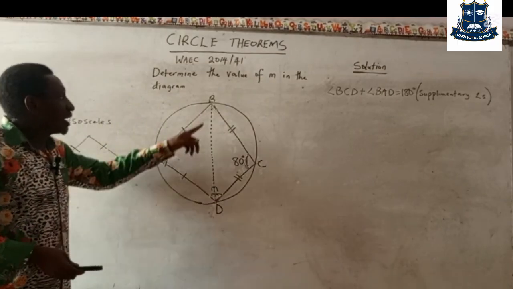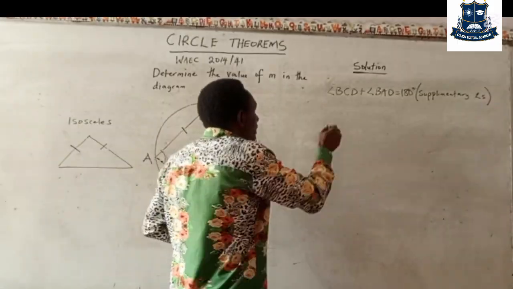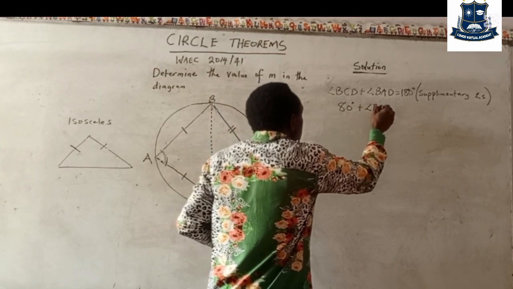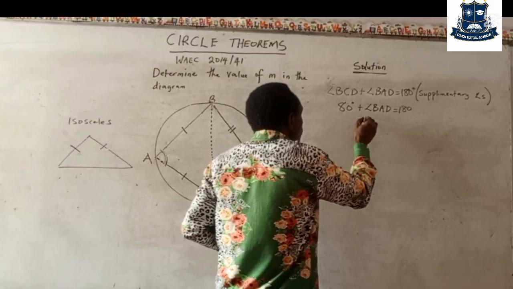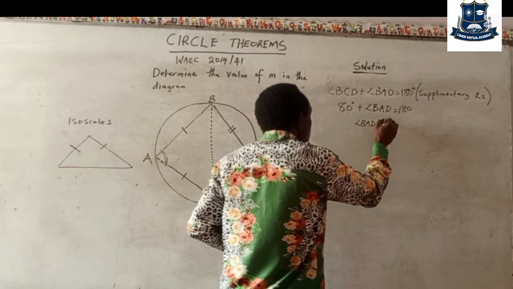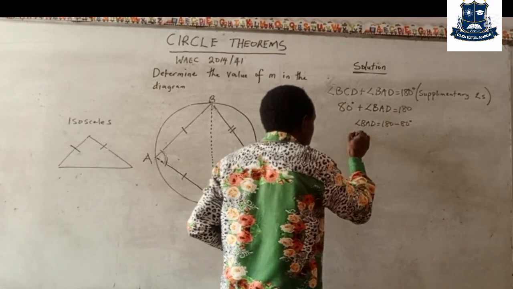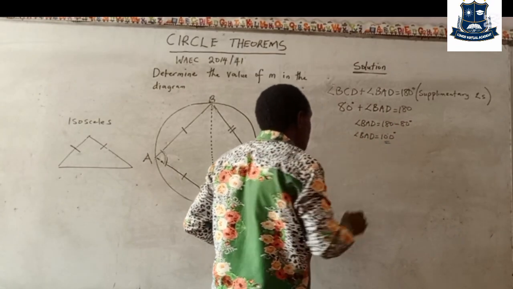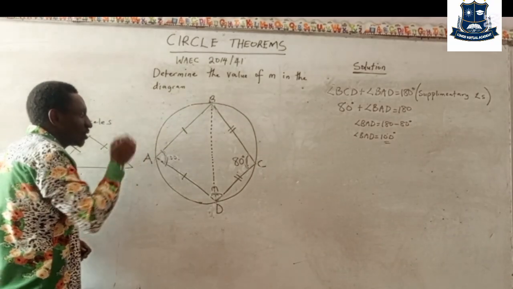Now I know BCD is 80. Then what is BAD, which is what I want to find now? So angle BAD is 180 minus 80. This 80 goes over and becomes minus 80. So angle BAD equals 100 degrees. That tells me the angle here is 100 degrees.